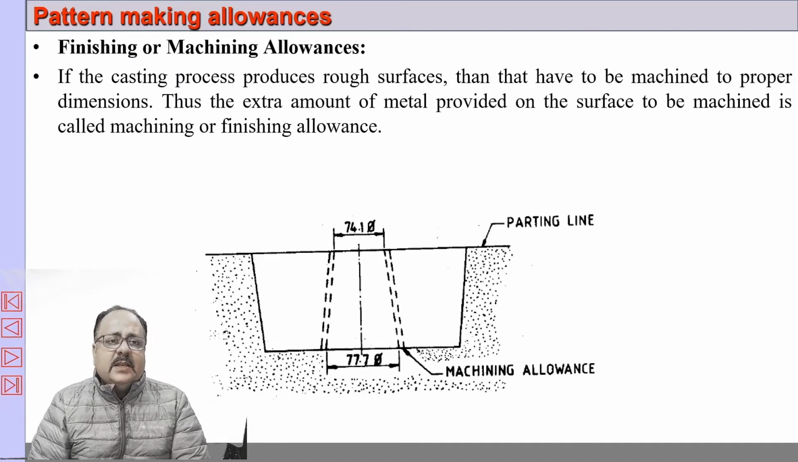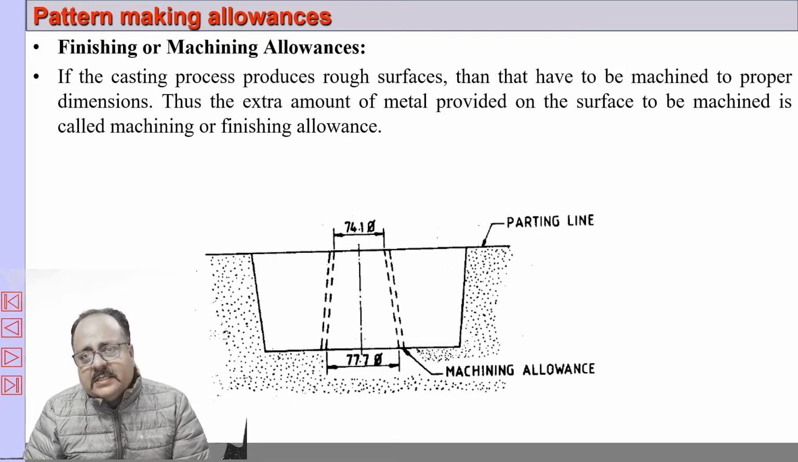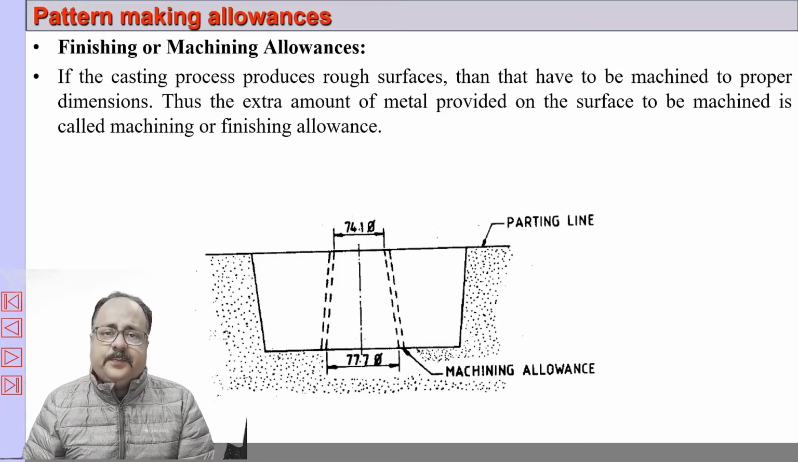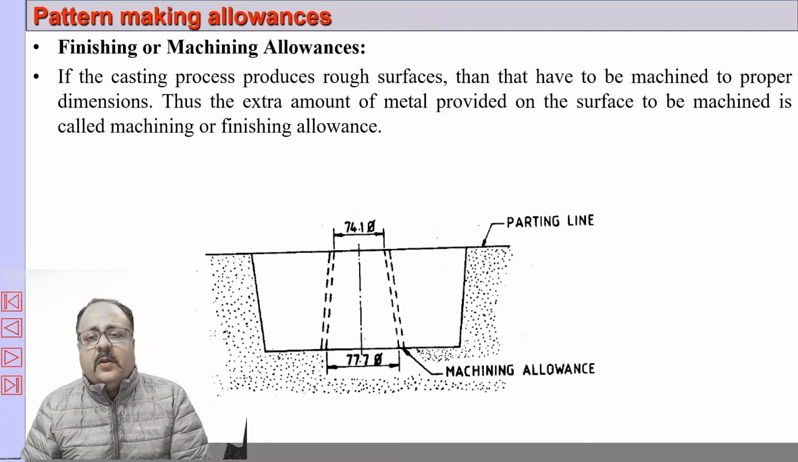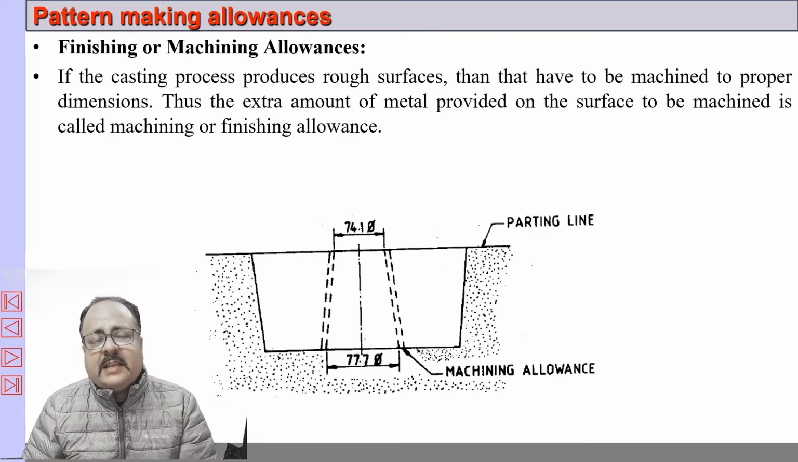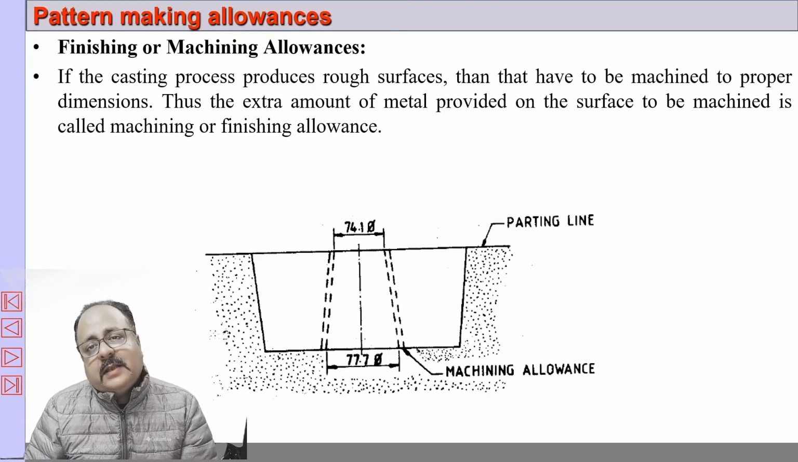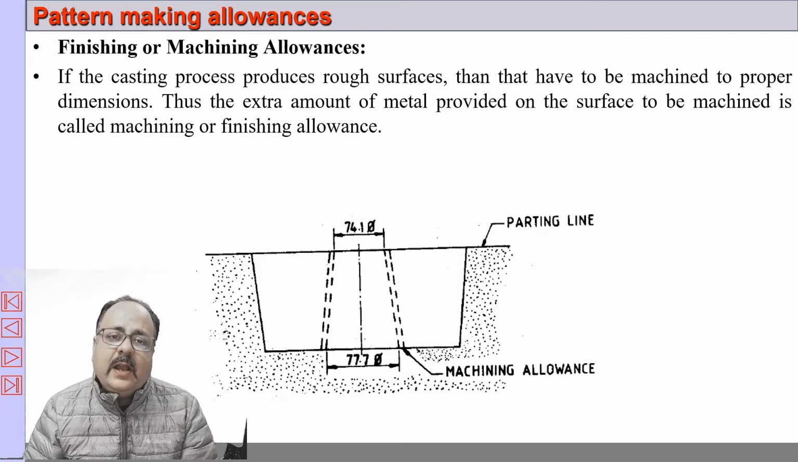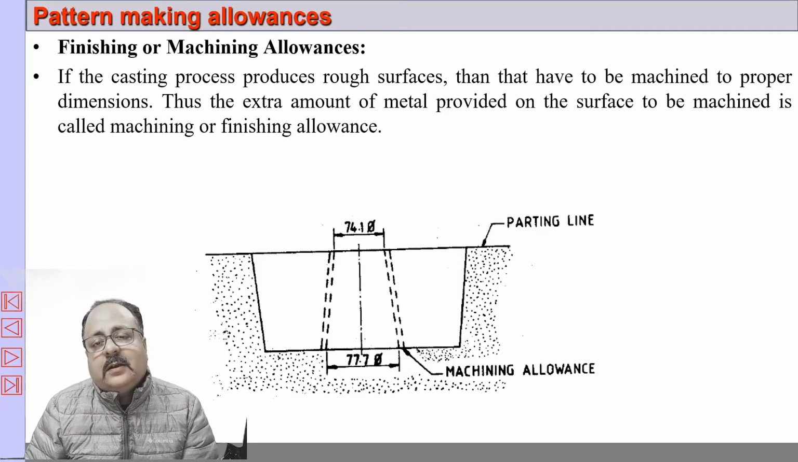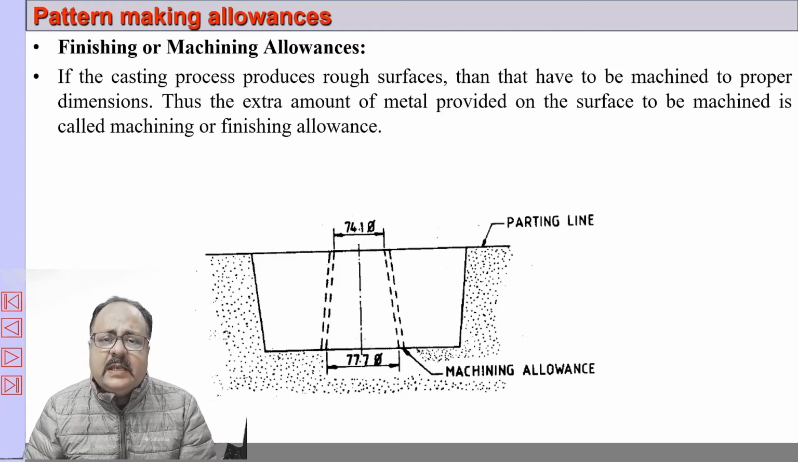Okay, the next is machining allowances or finishing allowances. Now we know sand casting does not give a very good surface finish and the dimensions are not proper. To bring it to required size and good surface finish, we require to machine the surface after the casting has been done. That is possible only when there is enough metal in the casting for us to remove and finish it to required size and improve the surface finish.